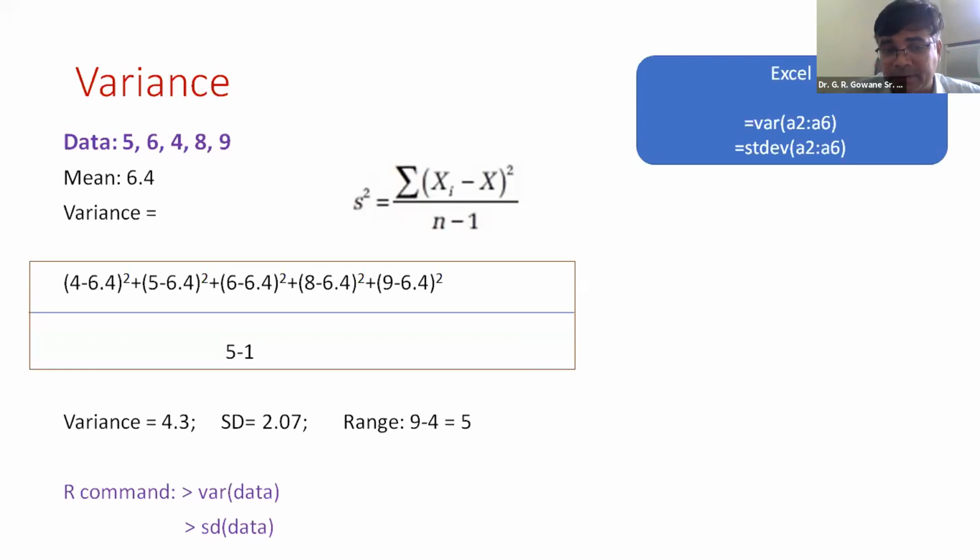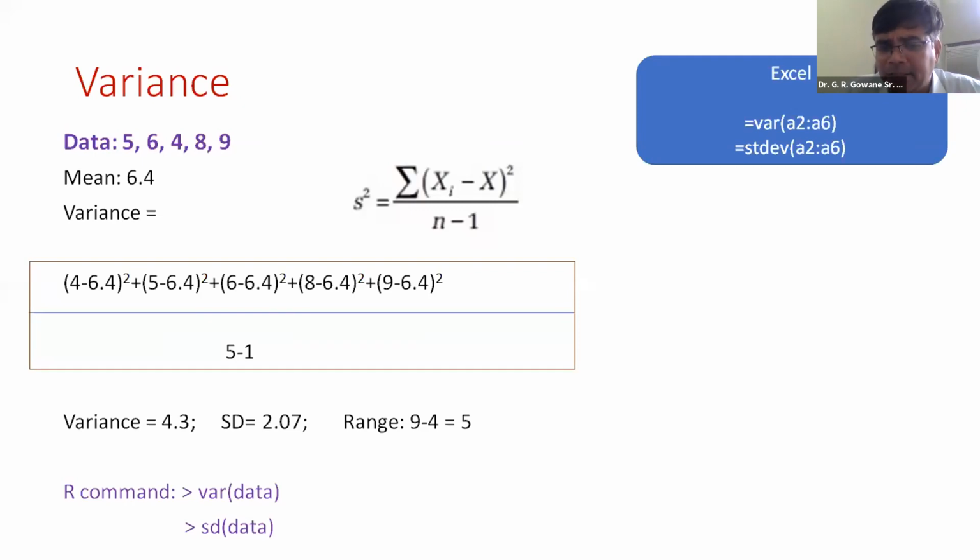For the data set that we have here, 5, 6, 4, 8, 9, whose mean is 6.4, we can deduct this 6.4 from each of the data points, square them and sum them, and divide by 4. So we get variance as 4.3. Once you get the variance as 4.3, you can take its square root, which is the standard deviation, 2.07.